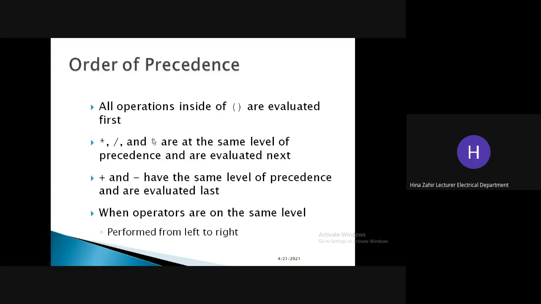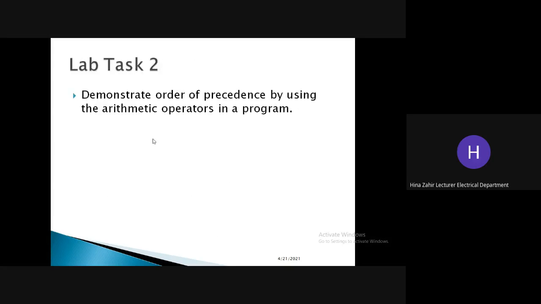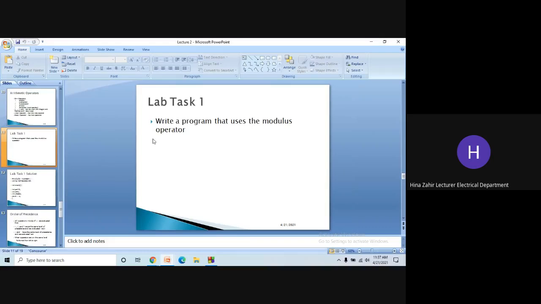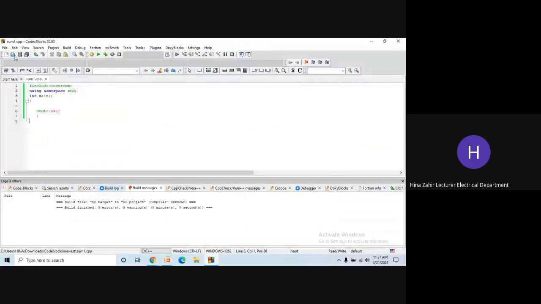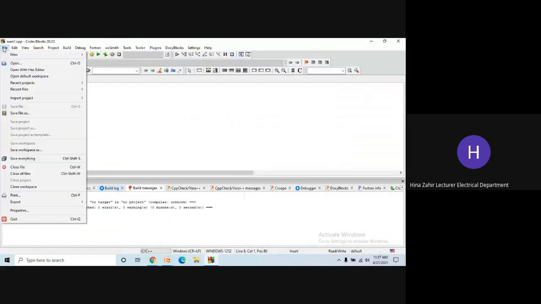Similarly, addition and subtraction come at the end, and we perform them from left to right. So this is the way an expression is solved. Let's do an example, Lab task 2 on the order of precedence. You would easily understand what we are talking about.